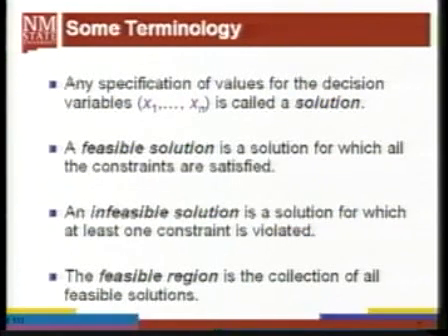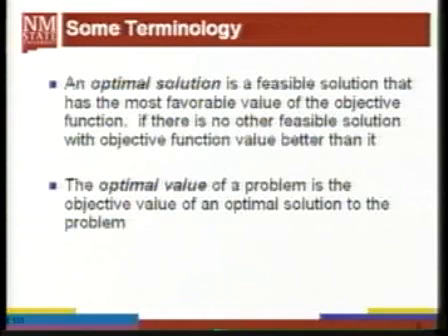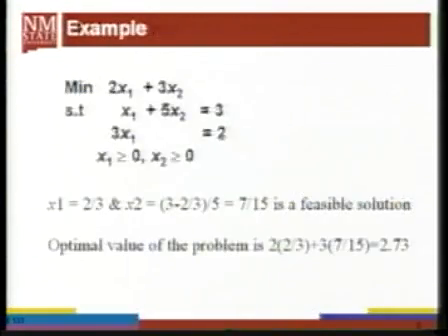Last time we've also learned that if a solution satisfies all the constraints, then it is called a feasible solution. Otherwise, it is called an infeasible solution, right? So an infeasible solution is a solution for which at least one constraint is violated, right? And the feasible region is the collection of all the feasible solutions, right? And we've also learned about the optimal solution and the optimal value of a problem.